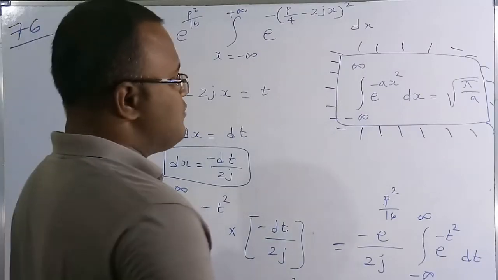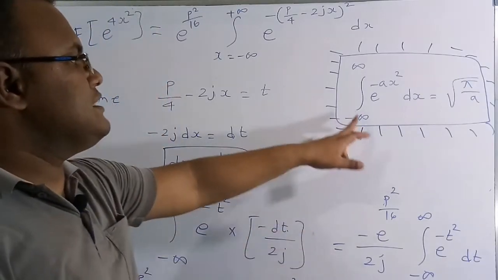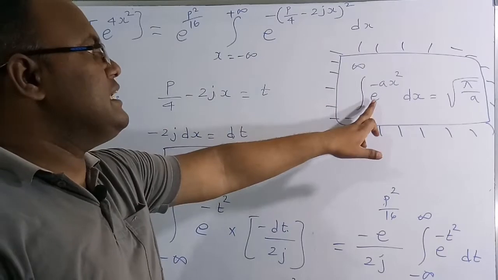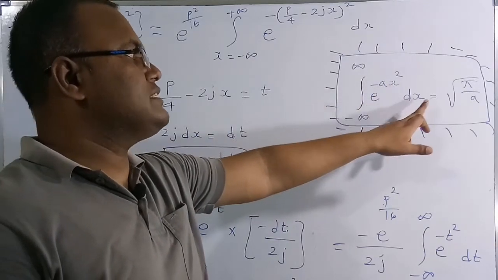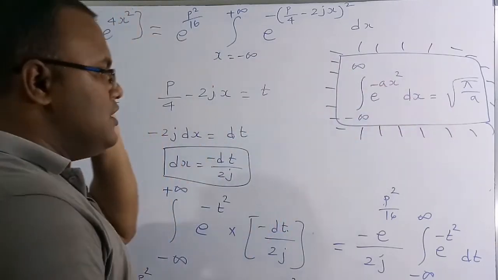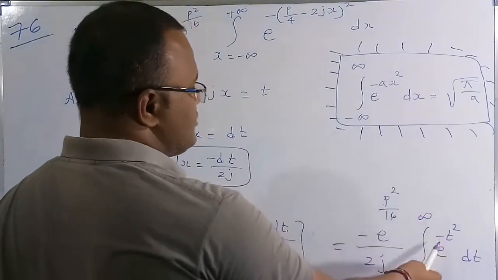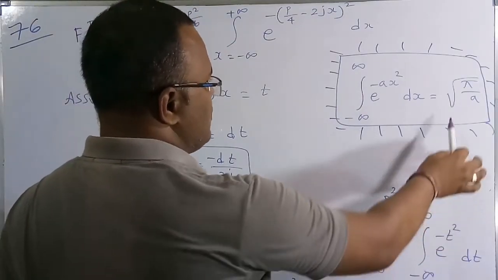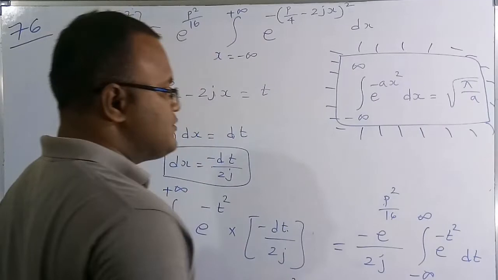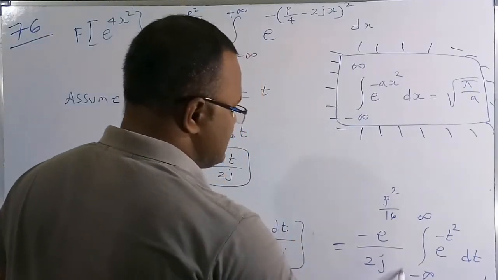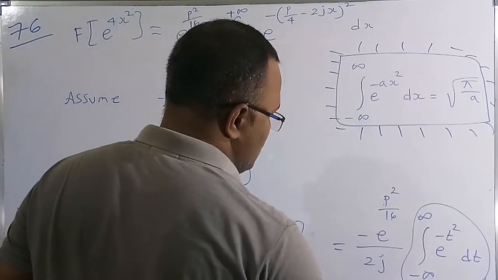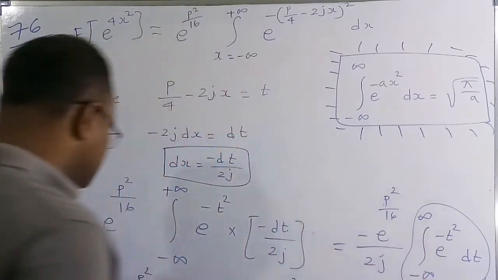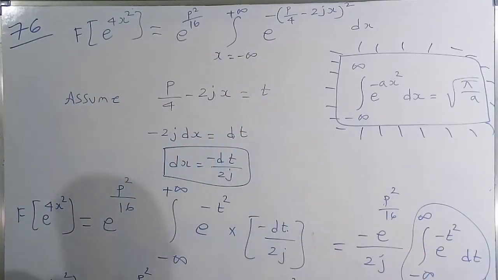Now there is one small basic formula: the integration from minus infinity to plus infinity of e to the power of minus ax square into dx is equal to the square root of pi by a. You can see clearly here x is equal to t and a is equal to 1. So the square root of pi by 1 is nothing but the square root of pi. So this integration gives a value of root pi. Therefore this now becomes minus e to the power of p square by 16 into root pi by 2j.